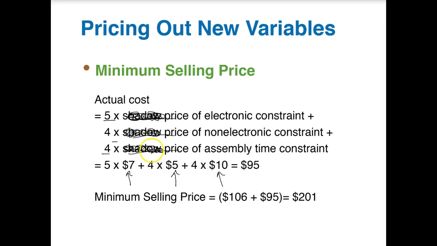So of course, if we have all of that, then the cost plus the actual profit that we need to make in order for this to make sense is going to be $201. And so that would be our minimum selling price based upon the current availability of supply that we have, if we wanted to introduce a new product into our market.